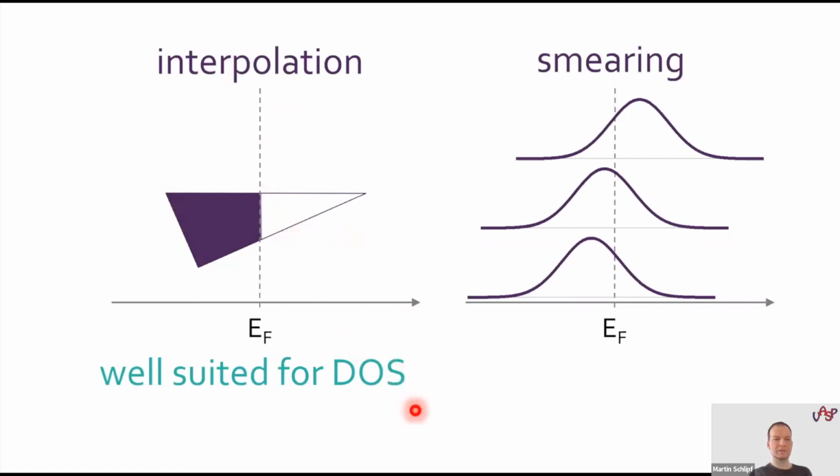This is particularly noticeable in the density of states, which makes the tetrahedron method, where this doesn't appear, particularly well suited to describe density of states. So even if you calculate a metal where you might not want to use the tetrahedron method, you could still use it as a non-self-consistent run just to get a very good density of states.